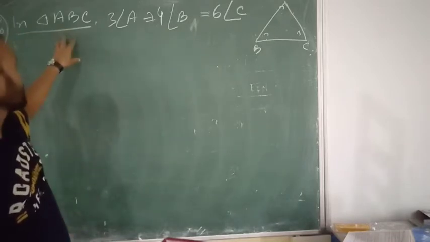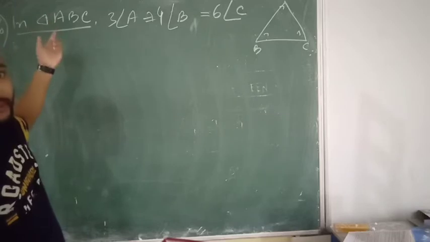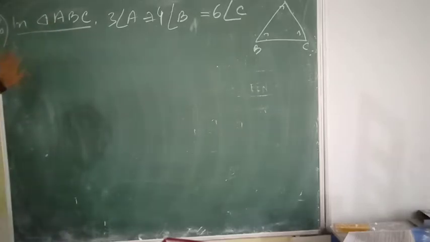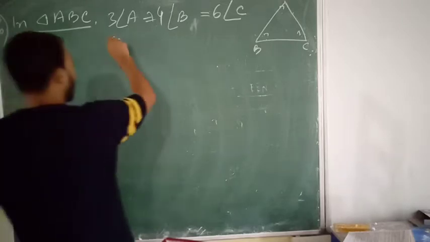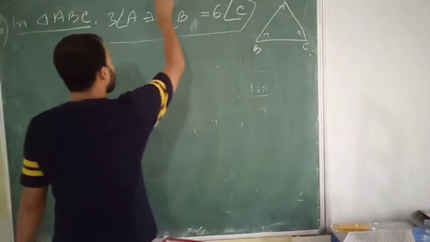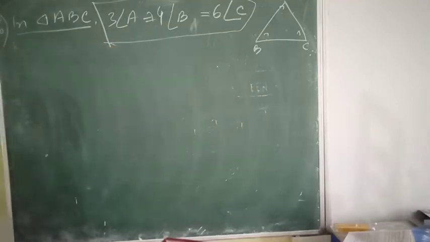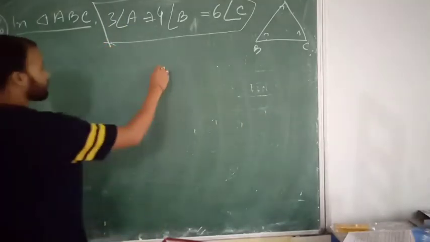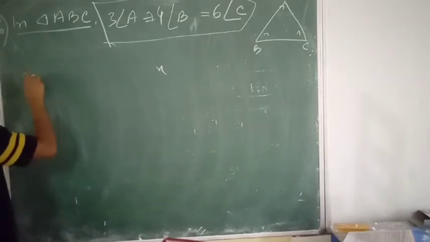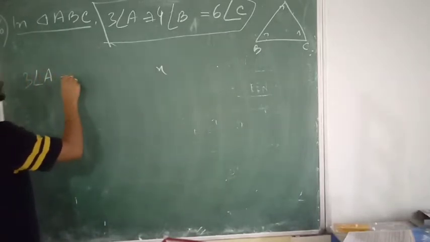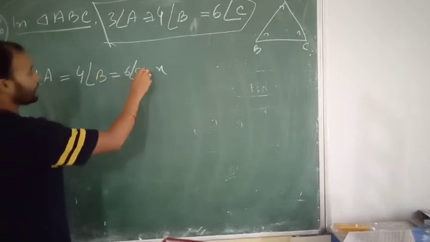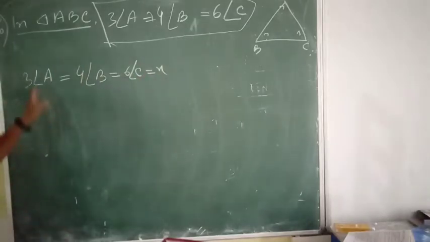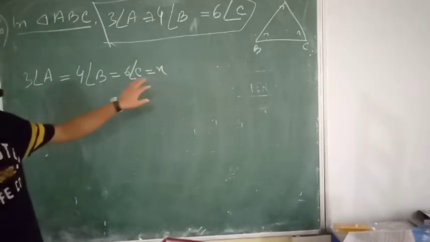This is a similar question to the ones we have done in earlier questions, like 4 and 5. So what will we do here? We will set this equation equal to a particular variable, and the common variable is x. Five times angle A is equal to 4 times angle B is equal to 6 times angle C. Let us consider everything equal to x.